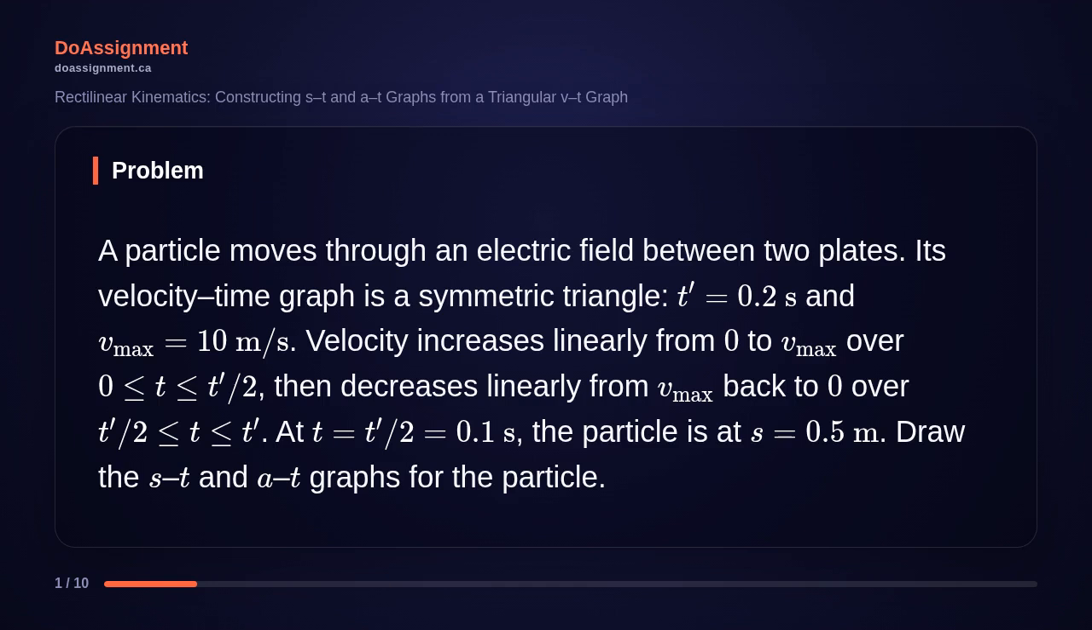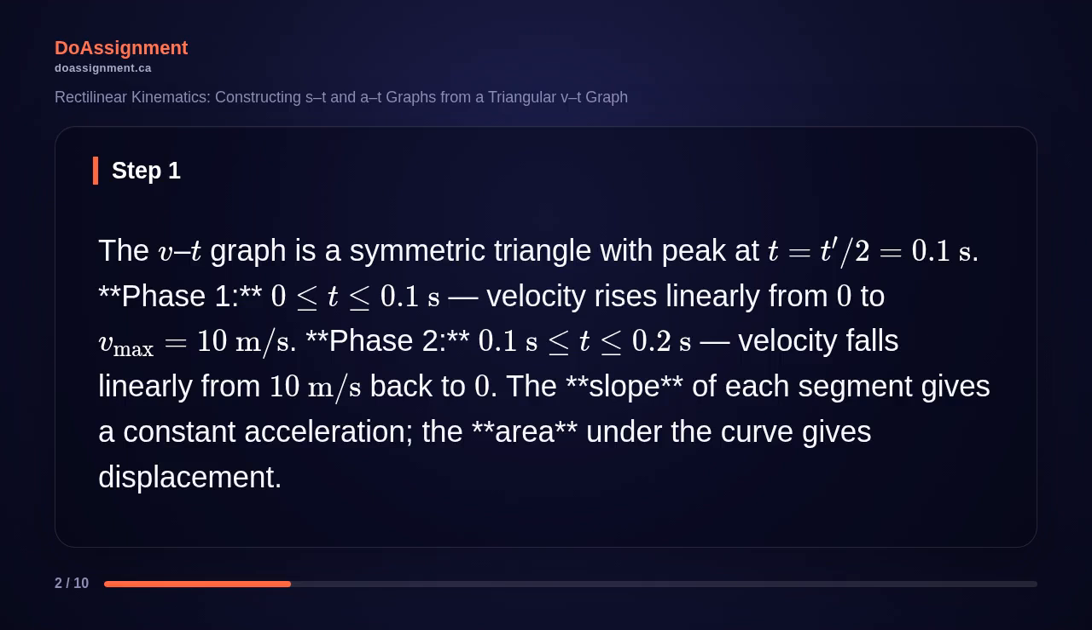Now let us work through the solution step by step. The velocity time graph is a triangle. In the first half, from 0 to 0.1 seconds, velocity rises linearly from 0 to 10 meters per second. In the second half, from 0.1 to 0.2 seconds, it falls linearly back to 0. The slope of each segment gives a constant acceleration, and the area under the curve gives displacement.